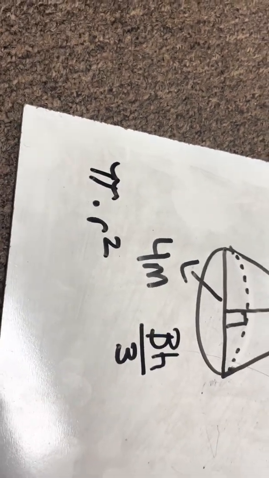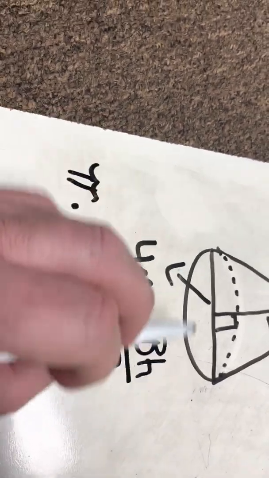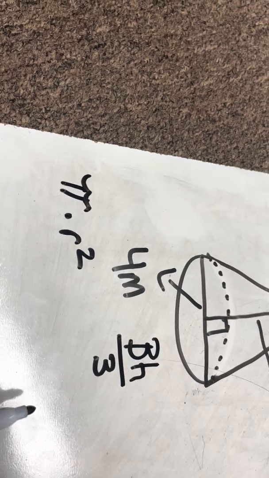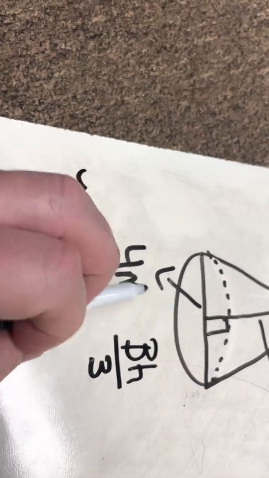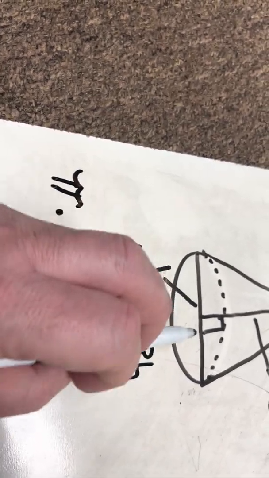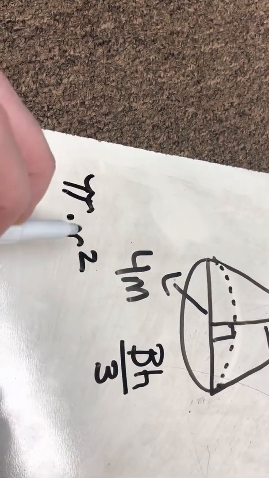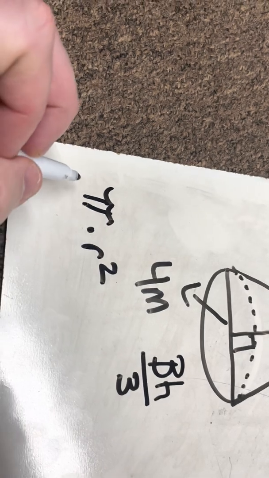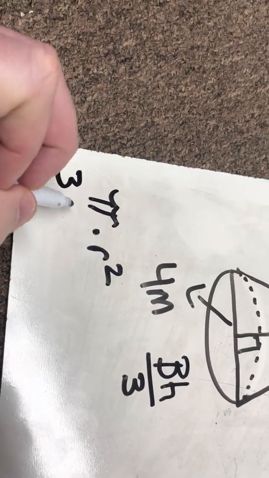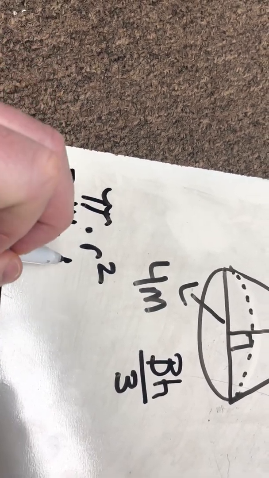Now, 4 is the diameter, okay? So we're going to take the radius, which is half of that. We take the diameter, cut it in half. 4 divided by 2 is 2. When I square 2, I get 4. So pi is 3.14 times 4.